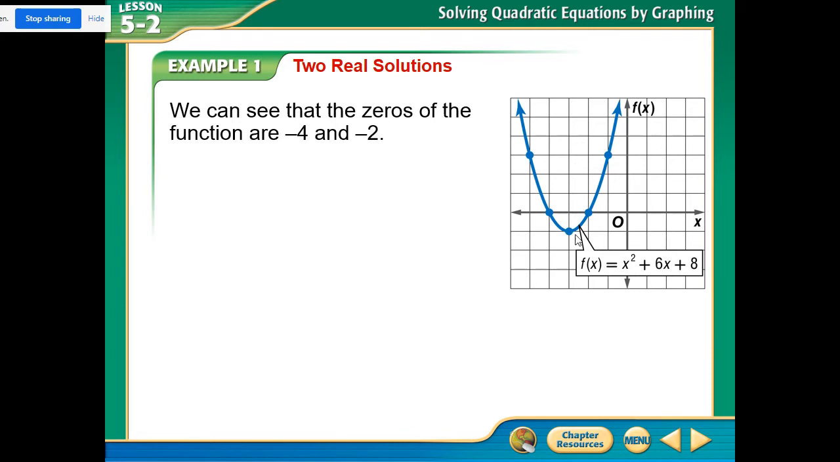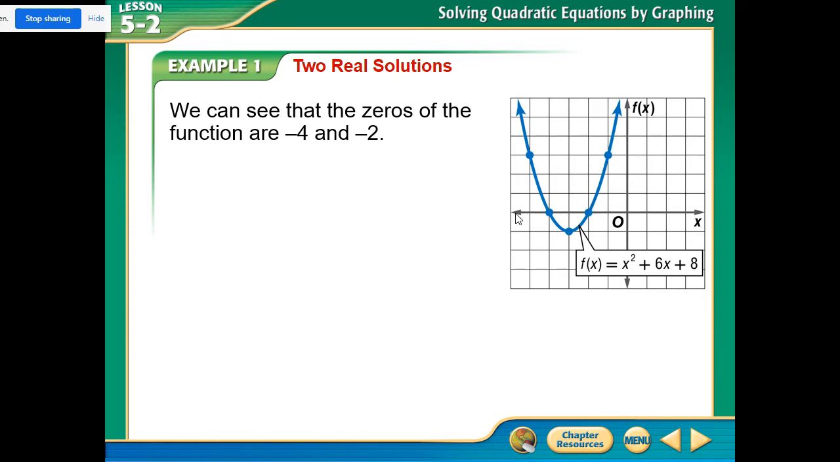When you're using the calculator, you have to, of course, use second calc zero and left bound, right bound, and all that jazz to get these values. And you will have to do it twice. You have to do it once for each side. So you'll do it once over here and once over here. It's very similar to finding your min or max that we did the other day with the vertex, but you're just finding these different points with the zeros. And so it's -2 and -4, and that's what we're trying to find today, where it crosses the x-axis.